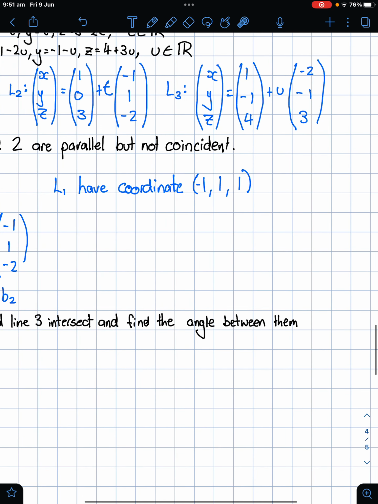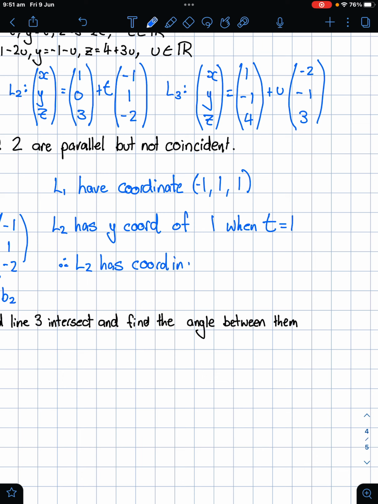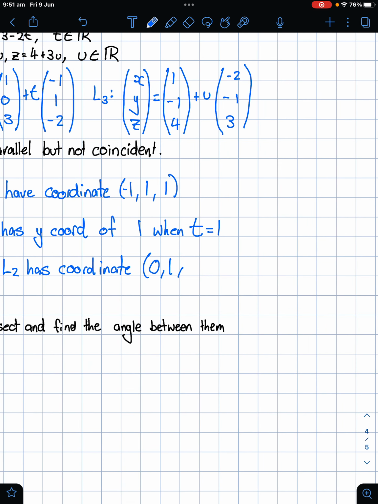And so realistically, let's just use this y coordinate because it's an easy one. Line 2 has y coordinate of 1, and that means y equals 0 plus 1t when t equals 1. Therefore, line 2 has coordinate. Now, you've got to remember when t equals 1, we're looking at 1 times -1. We're going to have a coordinate of 0. And then 0 plus 1 is 1. And then we're going to have 3 plus 3 take -2 is 1.